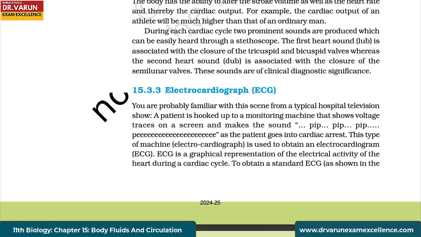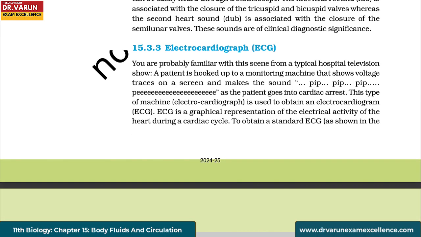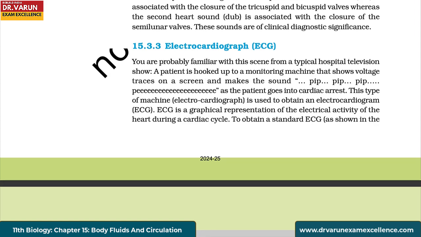Electrocardiograph or ECG. You are probably familiar with this scene from a typical hospital television show. A patient is hooked up to a monitor machine that shows voltage traces on a screen and makes the sound beep, beep, beep, beep as the patient goes into cardiac arrest. This type of machine, electrocardiograph, is used to obtain an electrocardiogram or ECG.